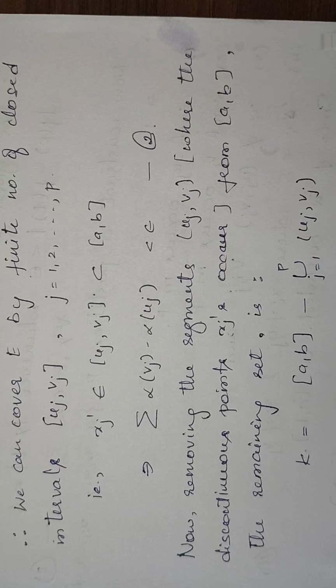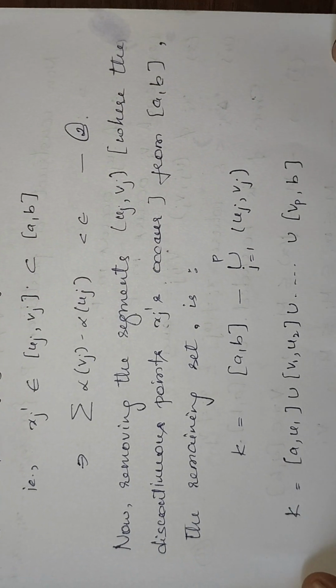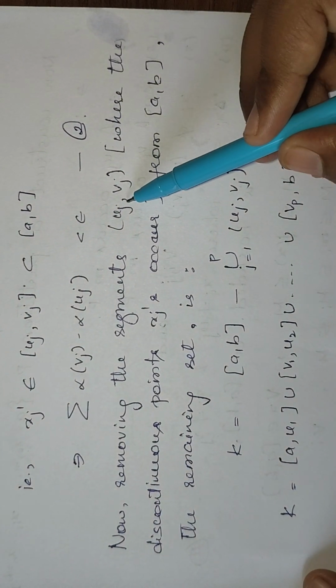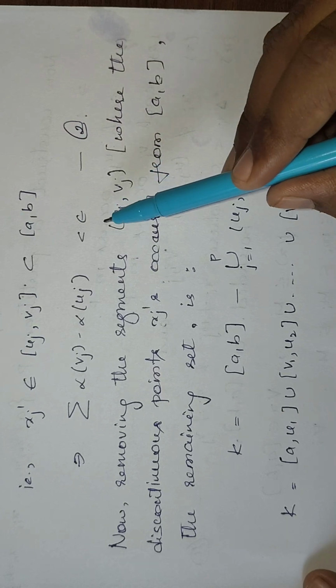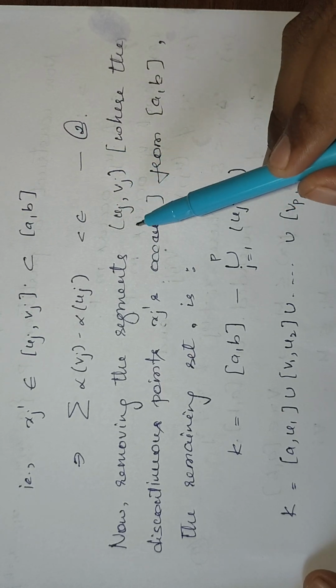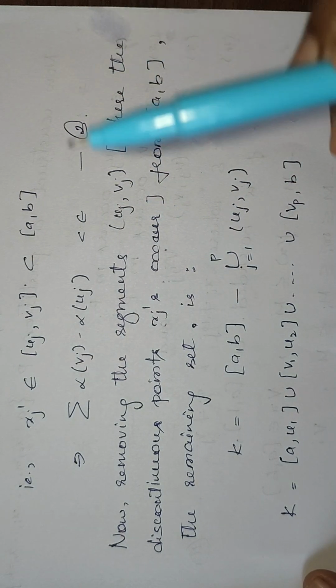Now what we'll do? Now removing these segments (uj, vj). So I am now removing this open interval (uj, vj) from that [a, b].